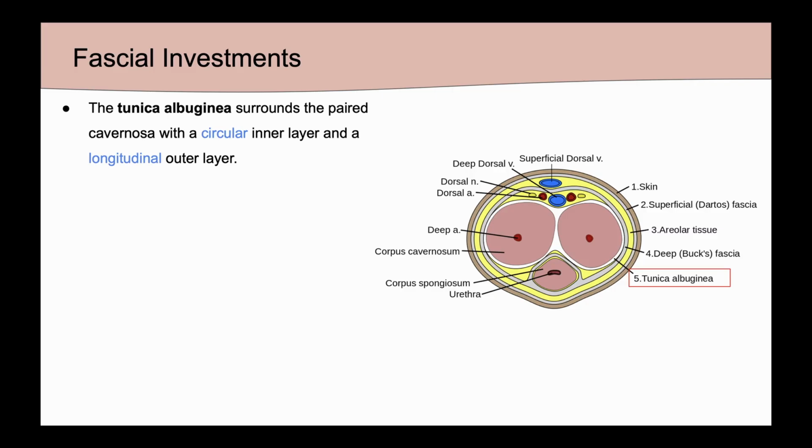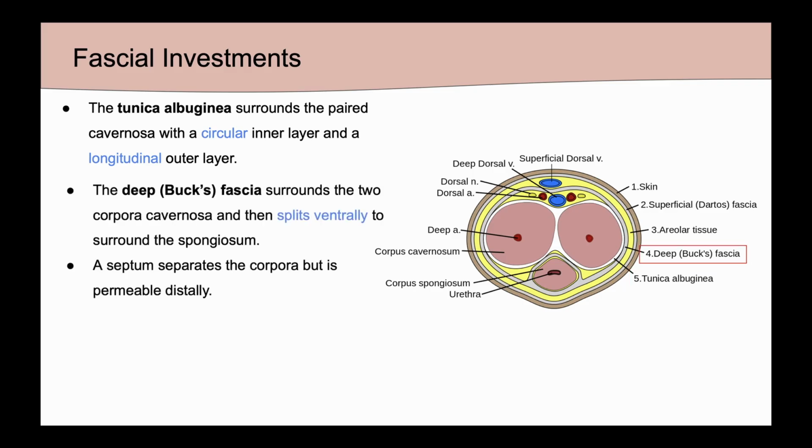Let's talk about the fascial investments of the penis, going from deep to superficial. So we have the tunica albuginea, which surrounds the paired corpora, and this has a circular inner layer and a longitudinal outer layer. Next we have the deep fascia or Buck's fascia, which surrounds the corpora cavernosa, but then splits ventrally to also surround the spongiosum.